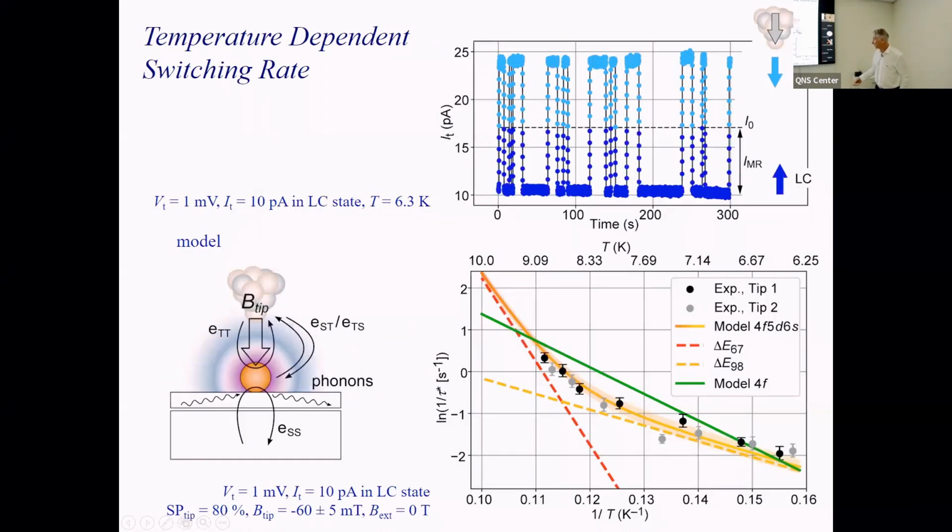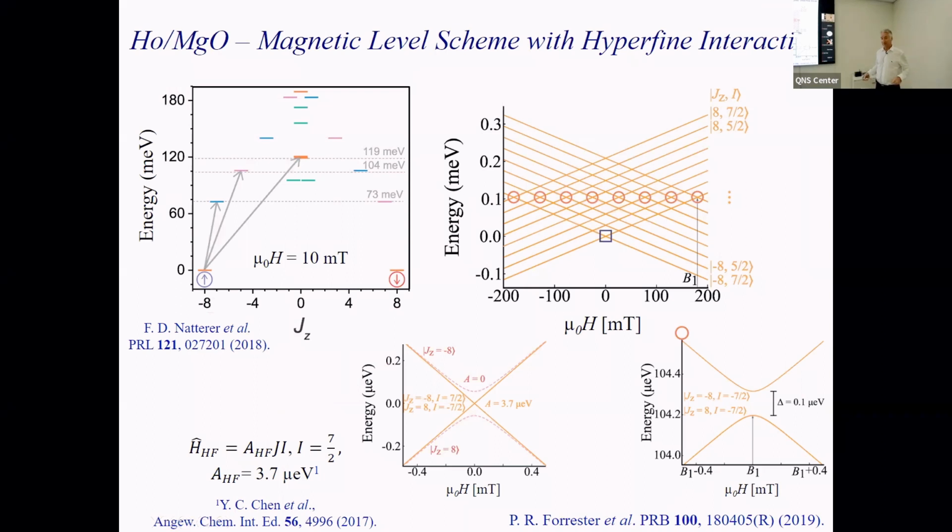Okay, so in the next slide, I wanted to show you something that you might have already thought about. I was telling you that holmium has a ground state of ±8 because we were looking for a system that has a very high total angular momentum. On the left-hand side is the level scheme that we established with STM spin excitations and with X-ray magnetic circular dichroism. And you see the ground state is ±8.